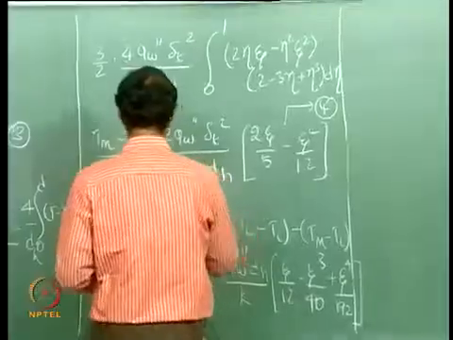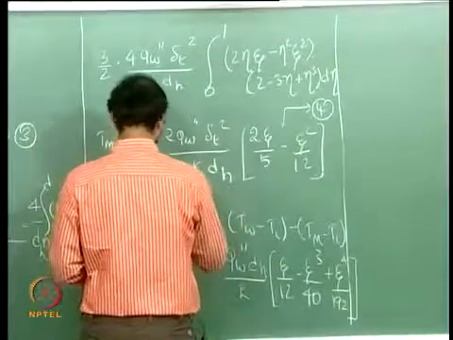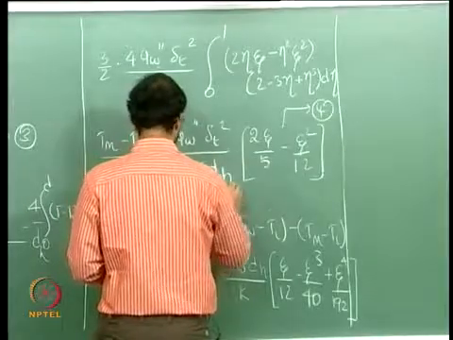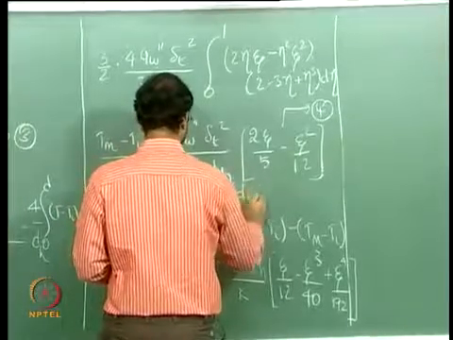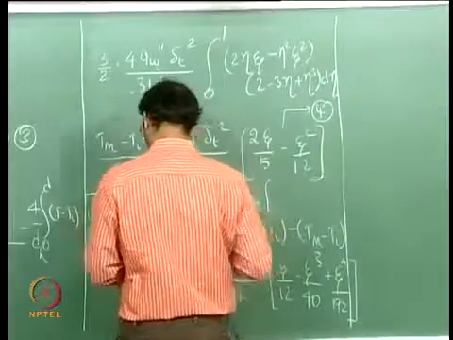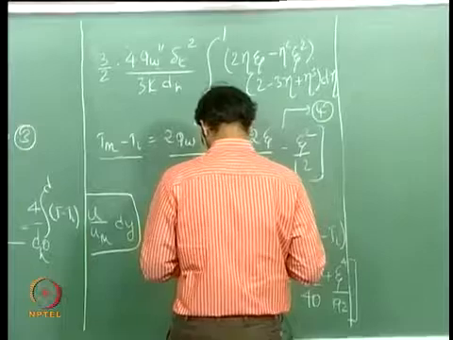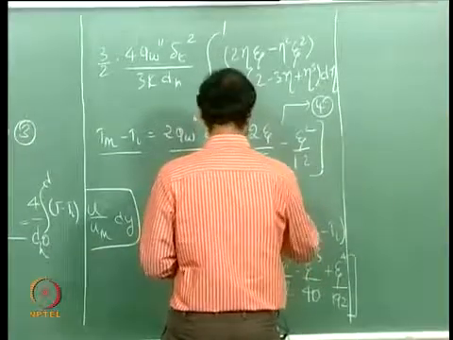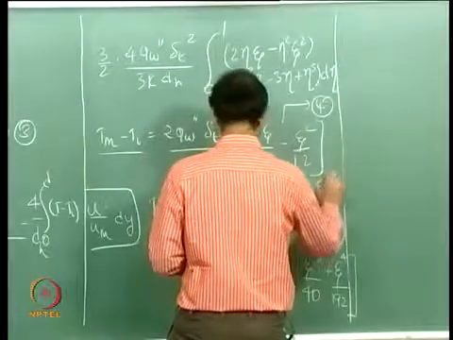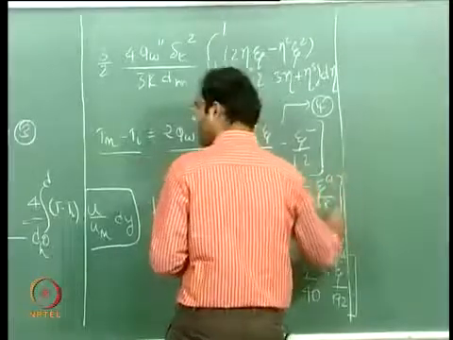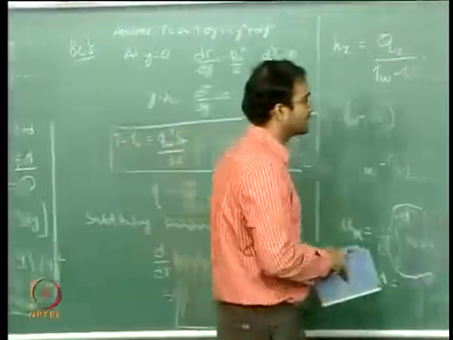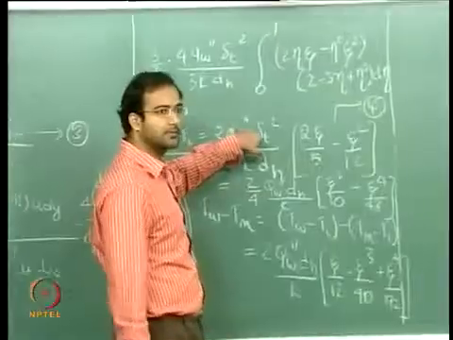So in fact the Tm minus Ti can also be substituted. You can simplify this a little bit and write it in terms of zeta cube by 10 minus zeta power 4 by 48. Here I am using the relation that my delta t is nothing but zeta times d, so I am substituting for delta t in terms of zeta times d.